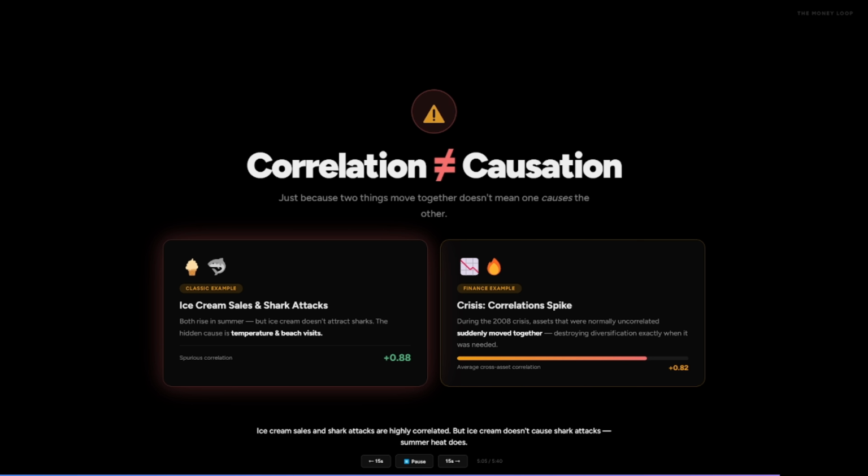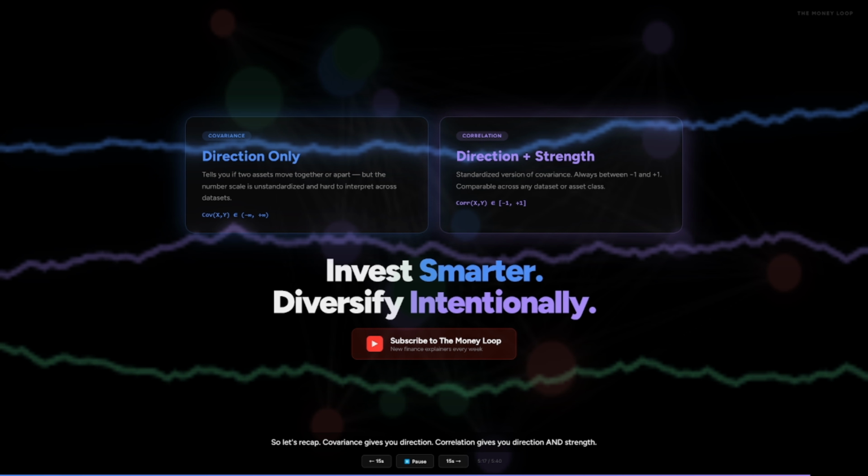So hopefully covariance and correlation feel a lot less intimidating now. Covariance tells us whether two things move together or opposite. Correlation takes the idea and standardizes it into an easy scale from -1 to +1. And that's why correlation is usually more useful in real-world investing.